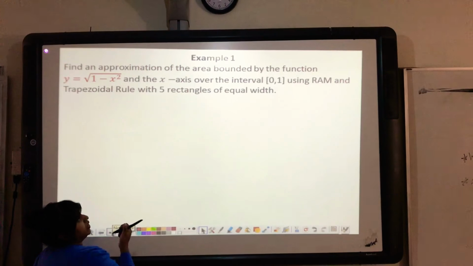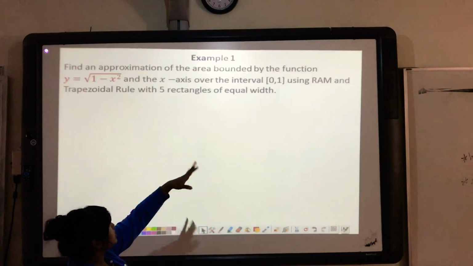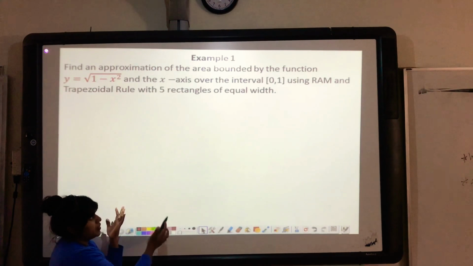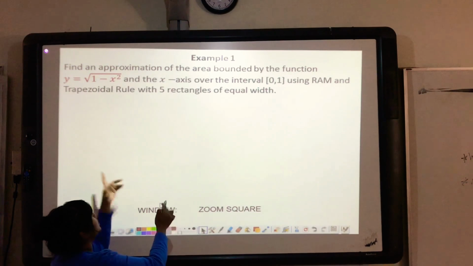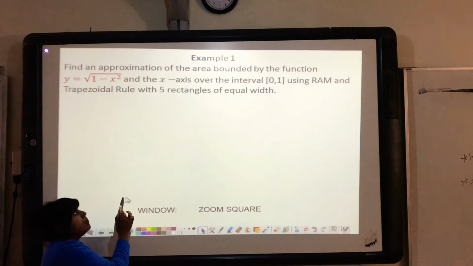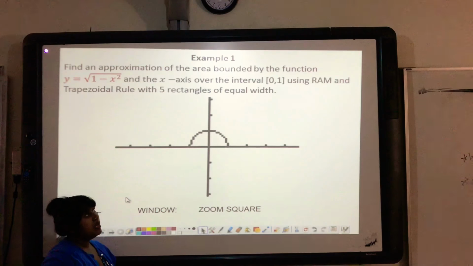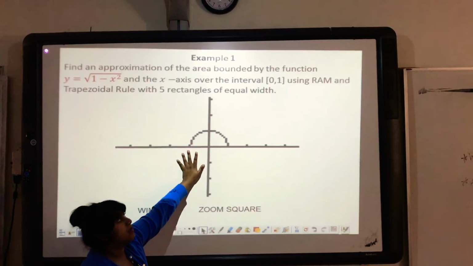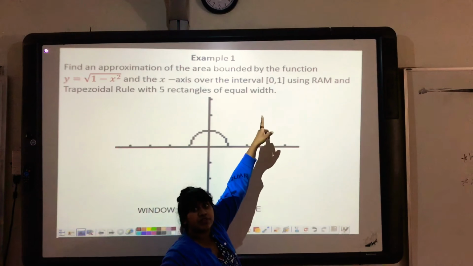But let's go ahead and move on with our actual question. They're asking us to use both, so we're just going to explore this. First we graph y equals the square root of 1 minus x squared. So there it is. But that's really zoomed out. So what we want to do is look at our interval from 0 to 1.